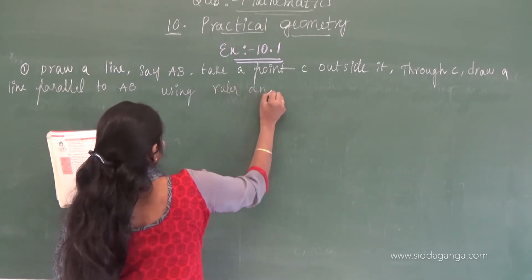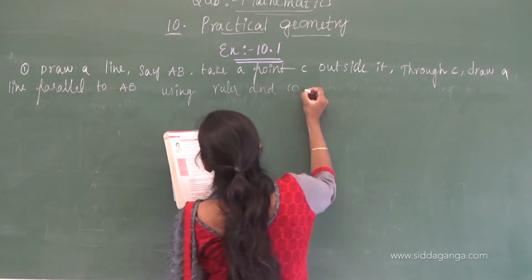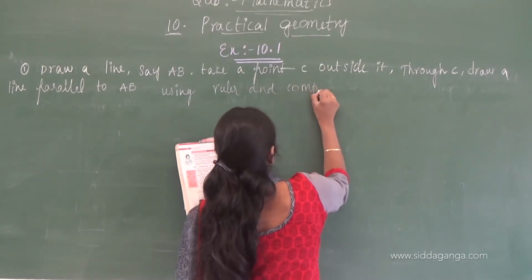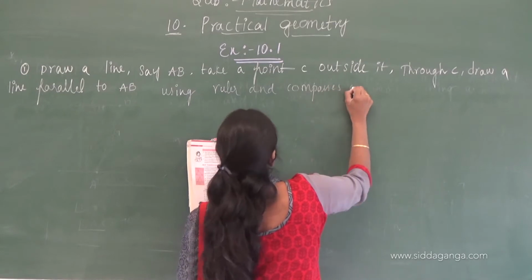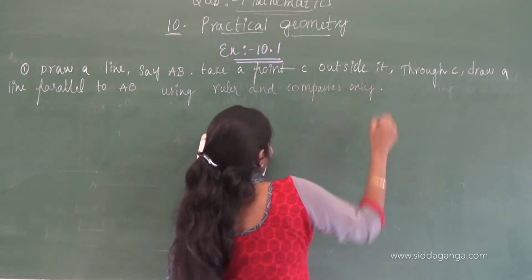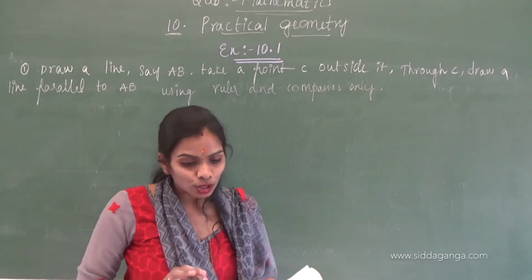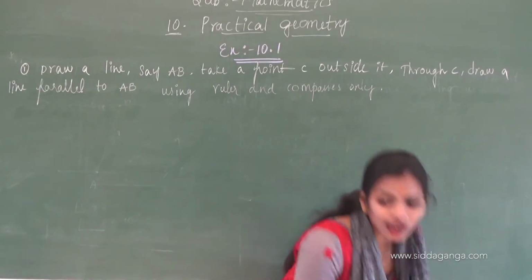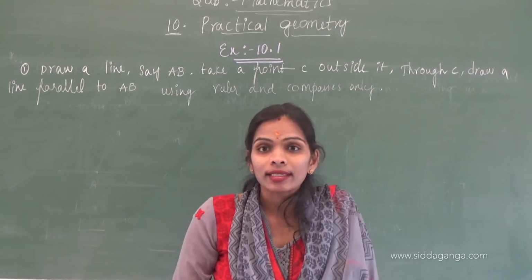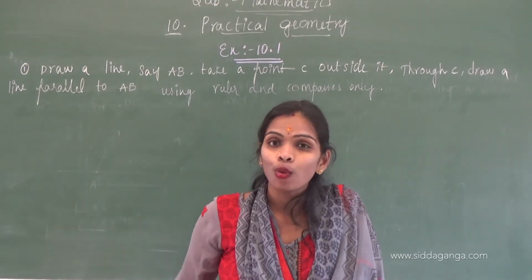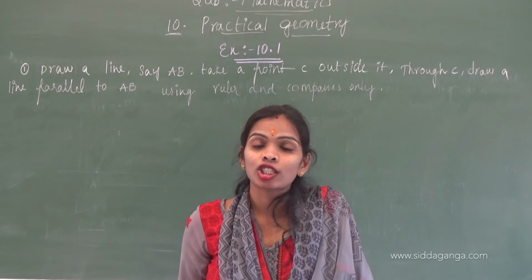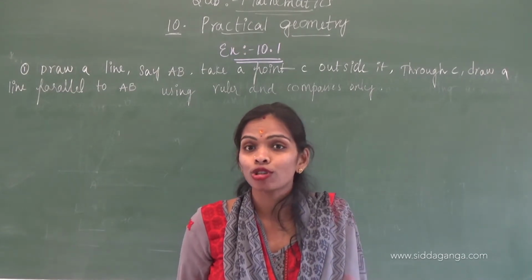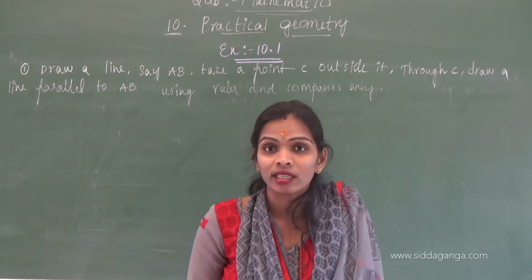Ruler means scale and compass only. That means we need not use a protractor. We should not use a protractor. Okay children, here I will show only the construction stepwise. In the previous class we did the stepwise construction. Steps of construction you have to write after the construction. I will do the construction now.